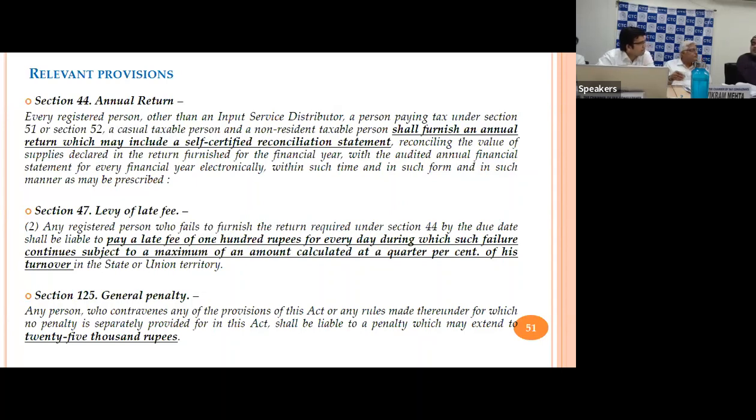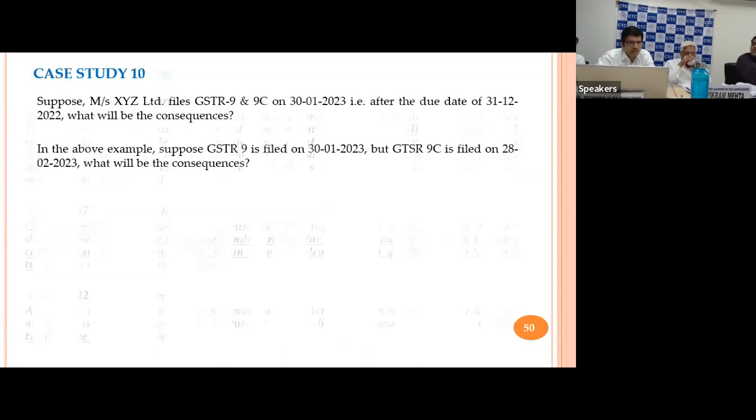So in a situation where I filed my 9 on the due date, but not filed the 9C on the due date. So that is the next question in the case study. In the above example, suppose GSTR-9 is filed on 30th Jan, that is also delayed, but 9C is filed on 20th Feb. So then 30 days or 58 days? Right. So there will be 58 days.